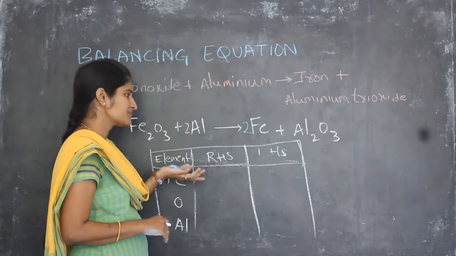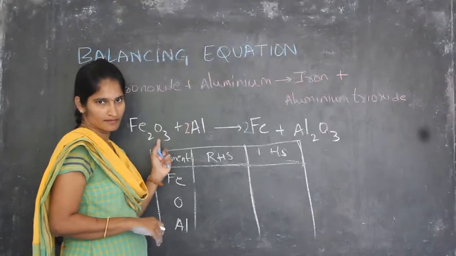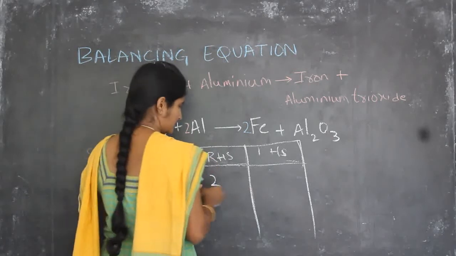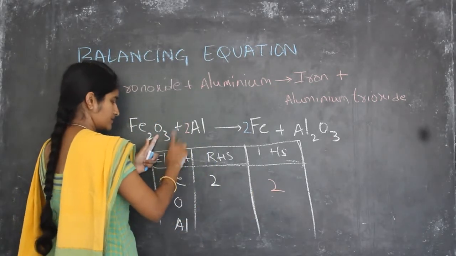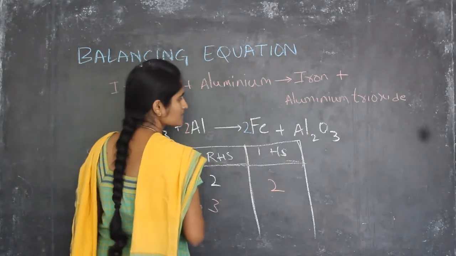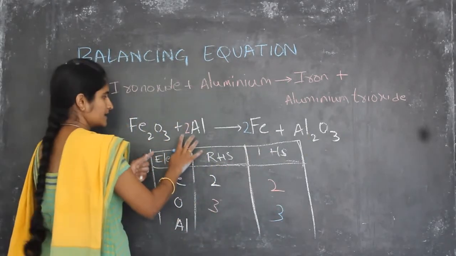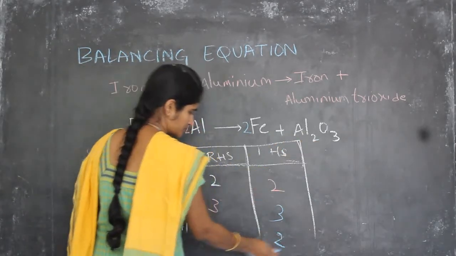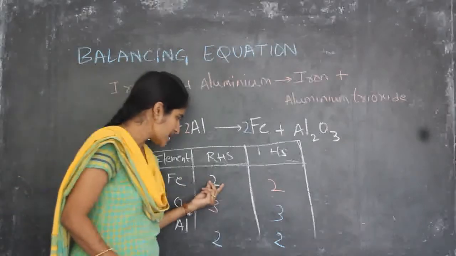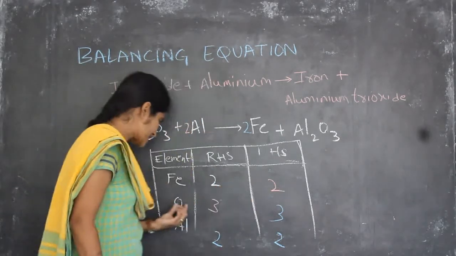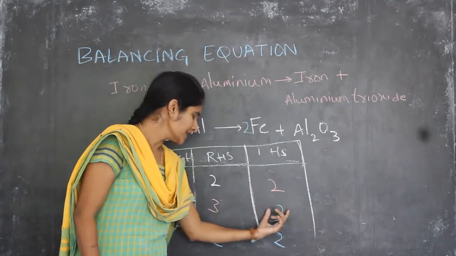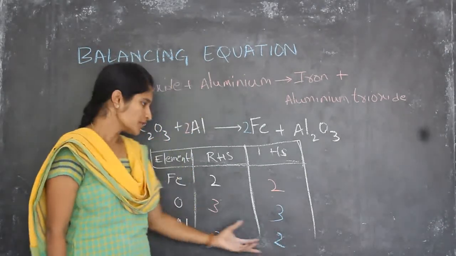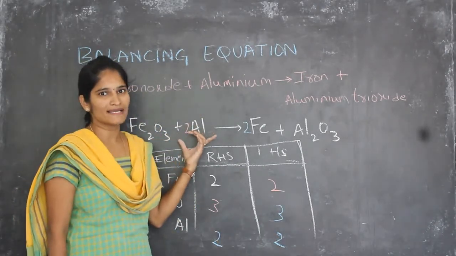Now step 3 is I will check the number of atoms. Here iron 2, here 2. Here oxygen 3, here oxygens are 3. Here aluminiums are 2 and here aluminiums are 2. Is it clear? Iron atoms are 2 and 2. Oxygen atoms are 3 on RHS and 3 on LHS. Aluminium atoms are 2 on RHS and 2 on LHS. So from this we can say that this is a balanced equation.